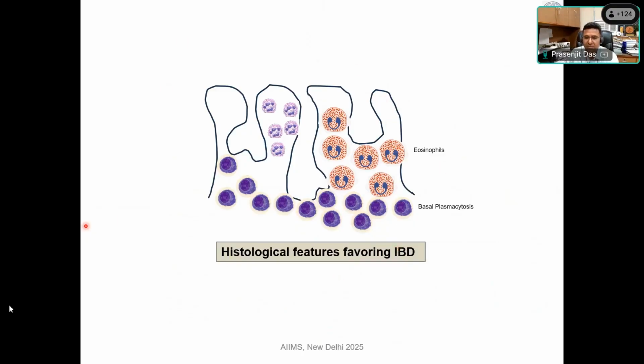So please remember this cartoon I have made for you. What are the histological features that will favor IBD? First, it must have architectural distortion, because it is a chronic disease. Based on the activity, whether the disease is active or not, you can find neutrophilia, ulcer, crypt abscess, cryptitis. And the differentiating feature from non-IBD is basal plasmacytosis and then eosinophilia. Not only eosinophilia, but basal plasmacytosis and eosinophilia.